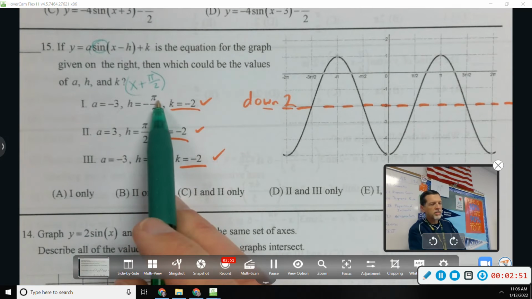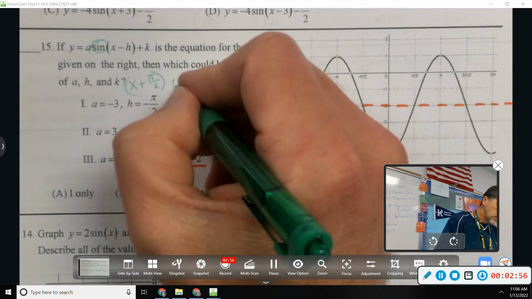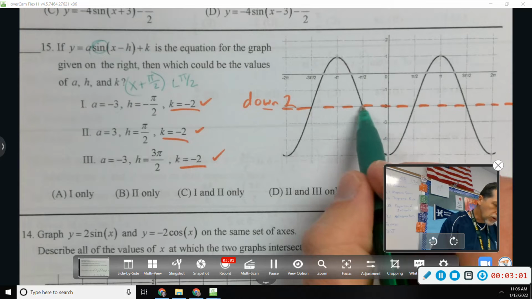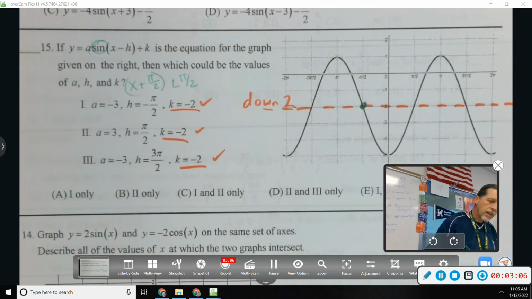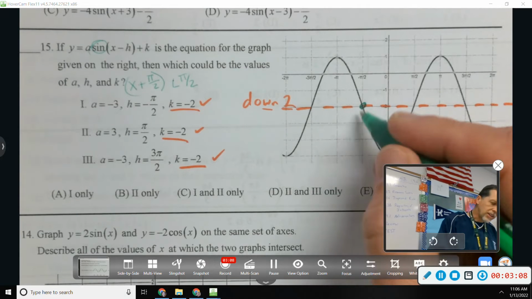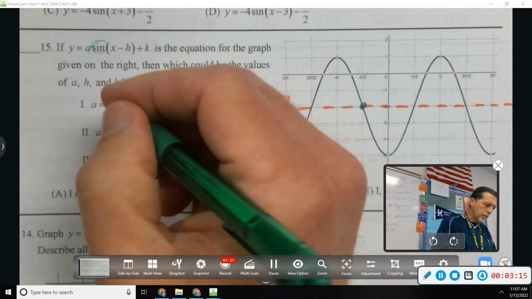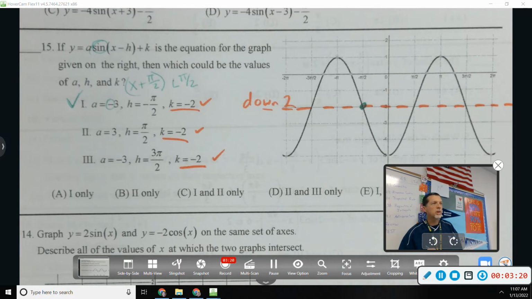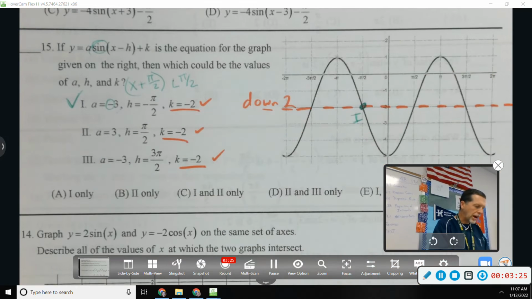X plus pi over 2. What does that do to the graph? Left, right, up, down? Why does pi over 2 work? Left pi over 2. Well, let's see. If we go left pi over 2, that would put us right here on the graph. Does that look like a sine wave? Yeah. Sort of. Why sort of? It's upside down. It's flipped, but they took care of the flip. So Roman numeral 1 would work because it would start here, it's flipped, but they accounted for the flip.